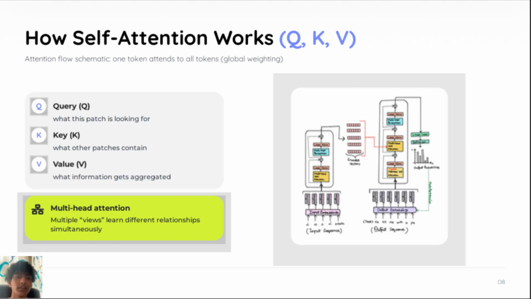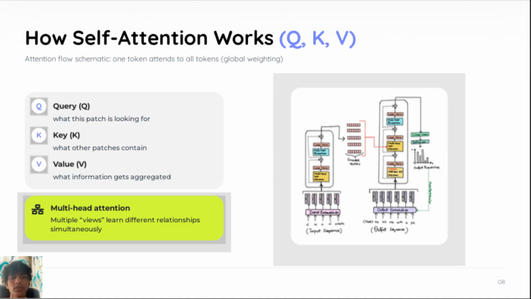Self-attention is the key part of the vision transformer. Each image patch creates three pieces of information: a query, a key, and a value. The query asks, what is this patch looking for? The key represents what information each other patch contains, and the value represents what information should be passed forward.